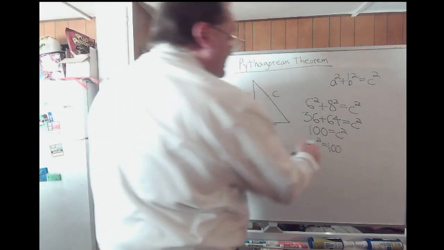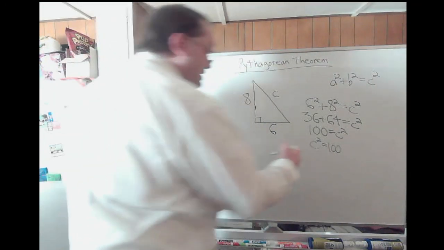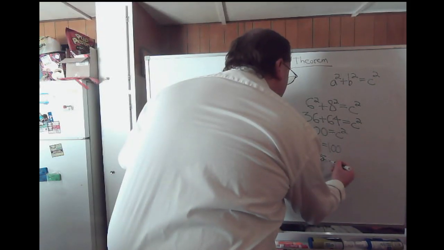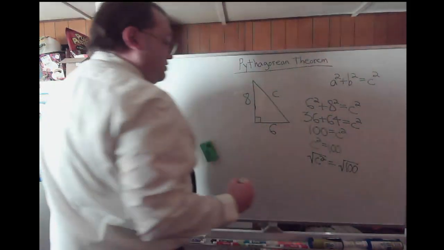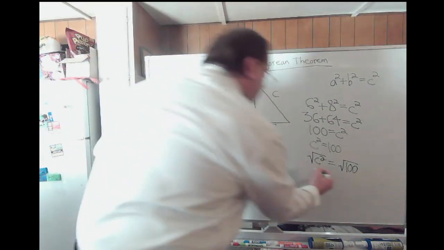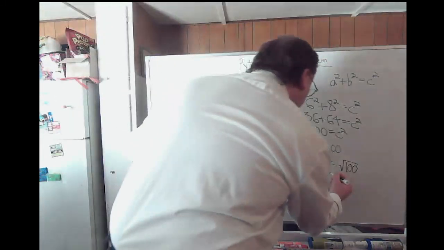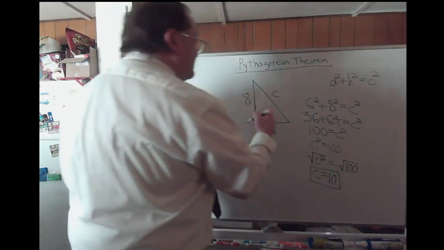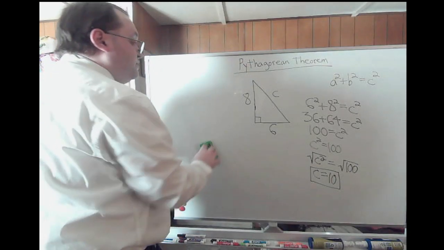Now we know what C squared is. That's 100, but we don't know C. Well, in order to get C, we got to take the square root of C squared. But what you do to one side, you got to do to the other. We also got to take the square root of 100. So the square root of C squared, that's just C. Now the square root of 100, that's 10. So we would get the missing length for the hypotenuse being 10. So C equals 10. That's the missing length for the hypotenuse. Okay.